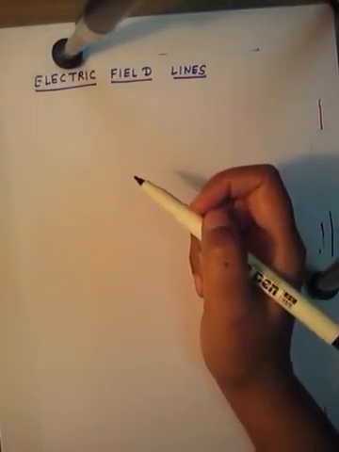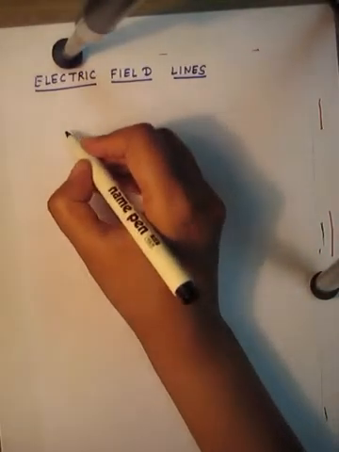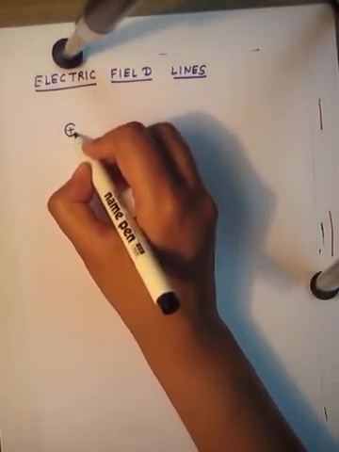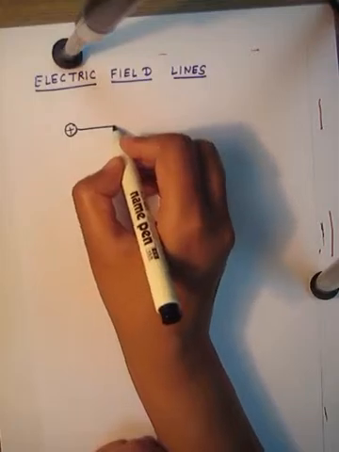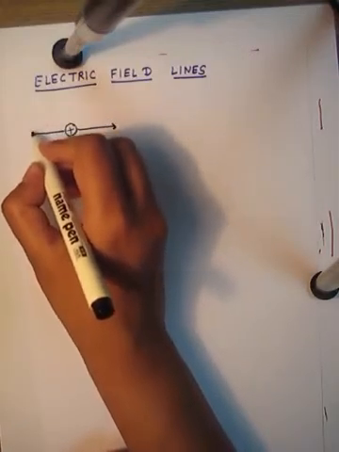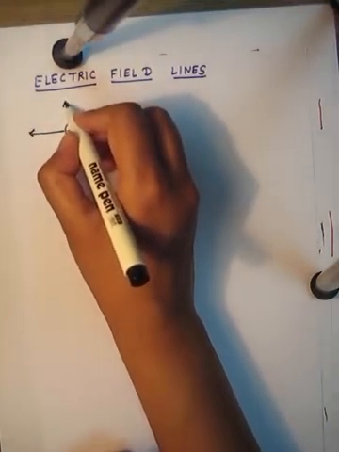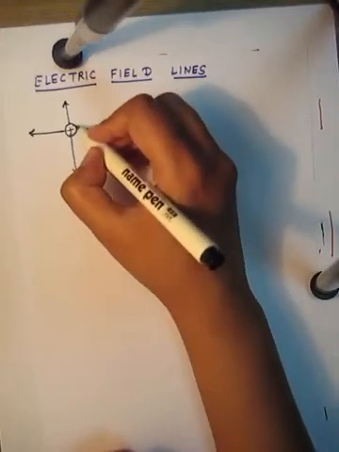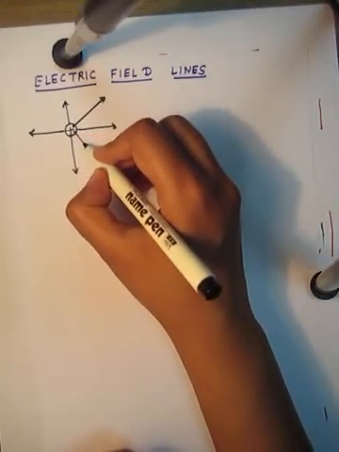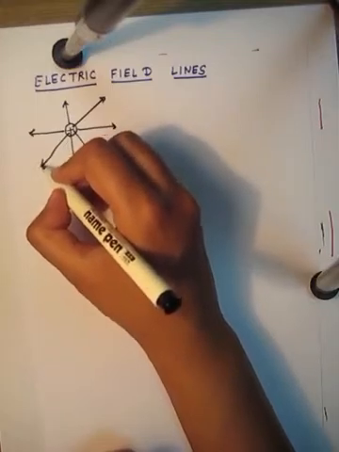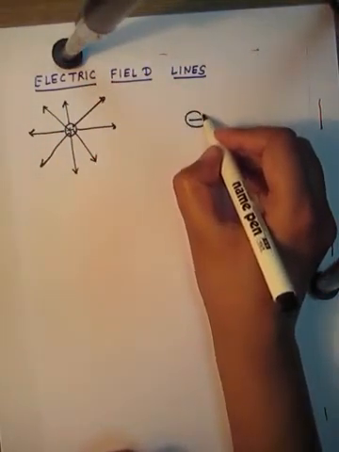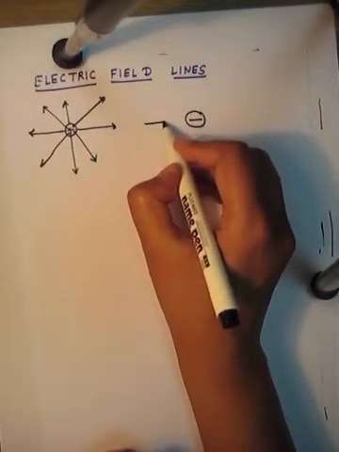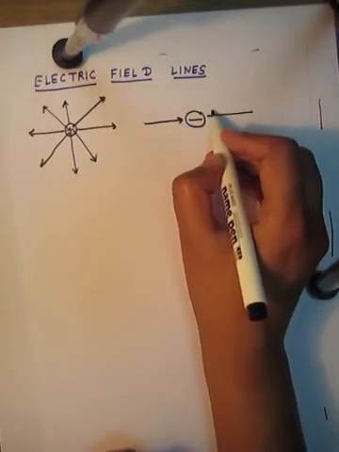Now we're going to study about electric field lines. By convention, the electric field around a positive charge is always away from the charge. And if it is a negative charge, then the electric field lines will be towards the charge.